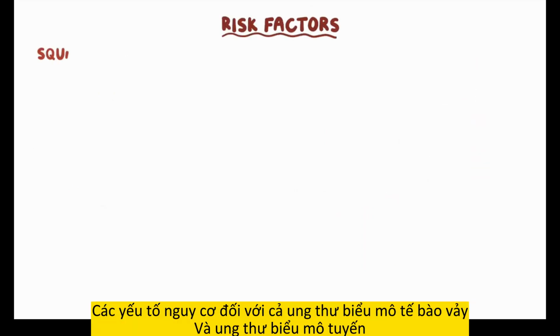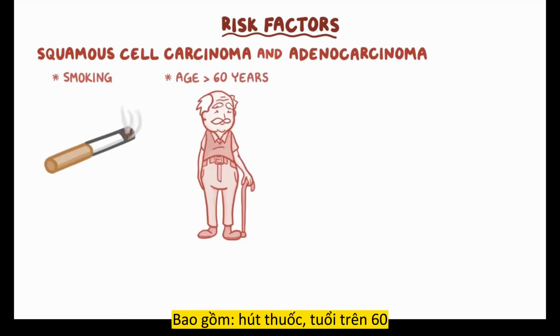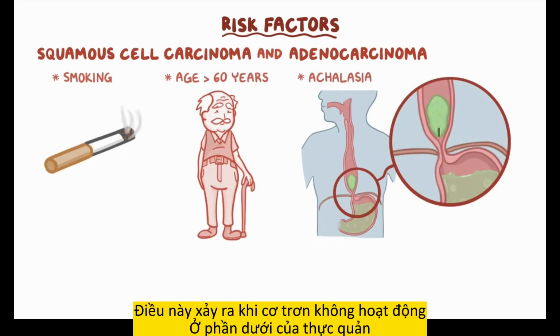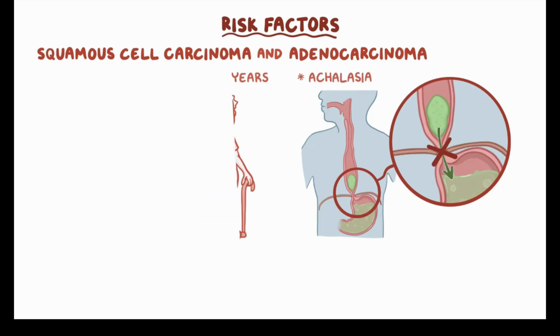Risk factors for both squamous cell carcinoma and adenocarcinoma include smoking, age over 60 years, and achalasia, which is when the smooth muscle of the lower portion of the esophagus doesn't work well, making it difficult for food to pass toward the stomach.